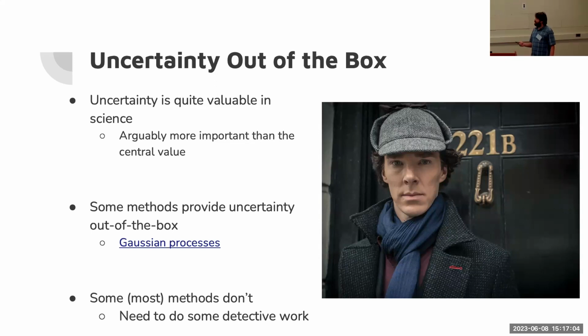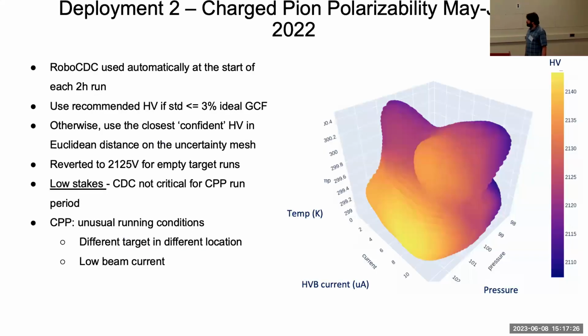So uncertainty is actually probably more valuable. And there are some methods that provide it out of the box, namely Gaussian process, which I'm going to talk a little bit about in a moment. Most methods, though, don't have uncertainty out of the box, and you have to do some detective work to try to estimate those uncertainties.